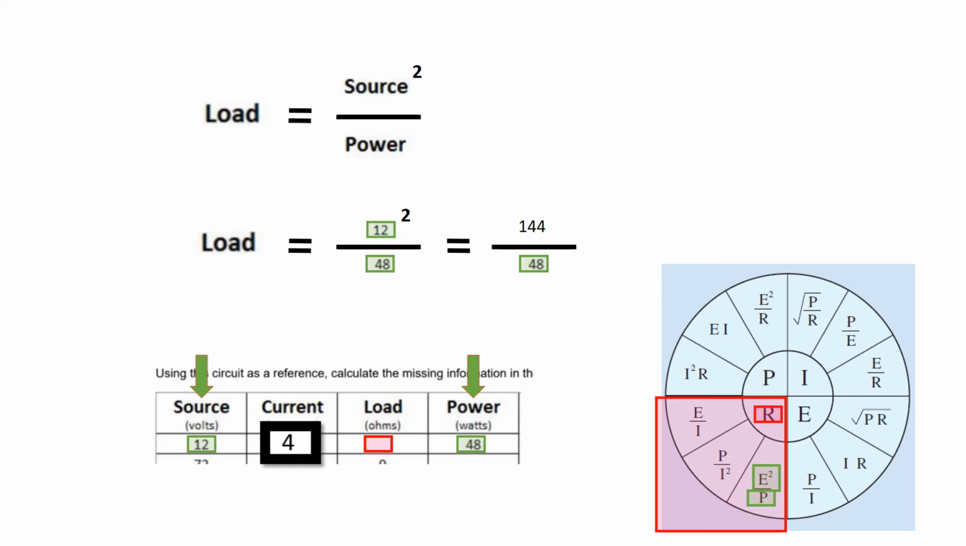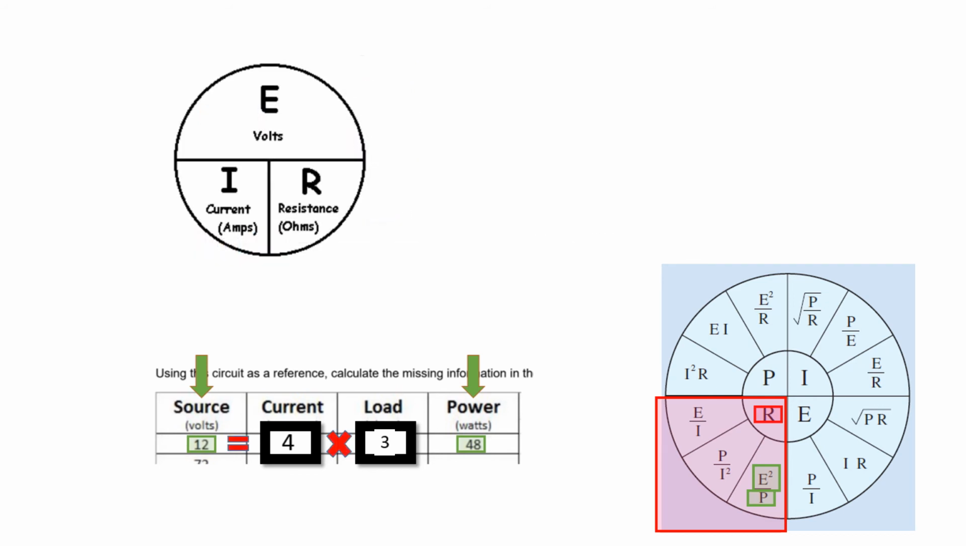Substitute your values in the formula and compute using the calculator. That should give you a value of 3 ohms. Write your result in the table. If you want to validate your results, you can use Ohm's law. Notice that source equals current times load. Those numbers should match.